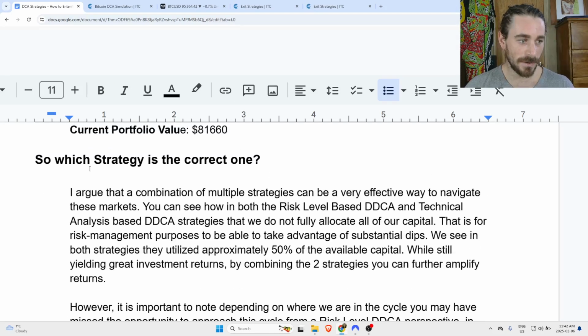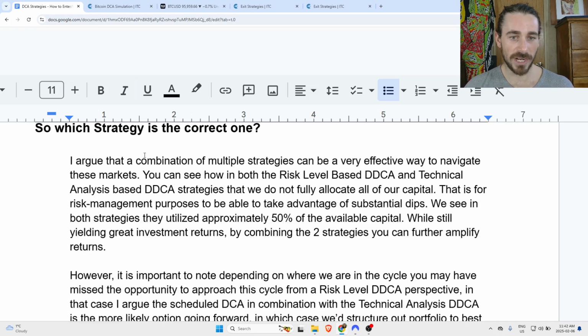So yeah, moving on. Which strategy is the correct one? I argue that a combination of multiple strategies can be very effective. That being said, you're going to have your own risk tolerance and strategy. If you don't want to pay attention to markets and you just want to put a little bit of money in every week on a scheduled basis, as I said, there's nothing wrong with that. Just recognize the risks and adopt a long enough time horizon.